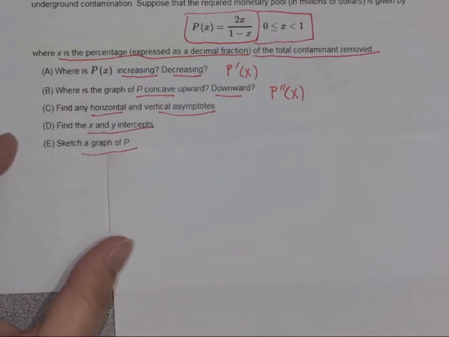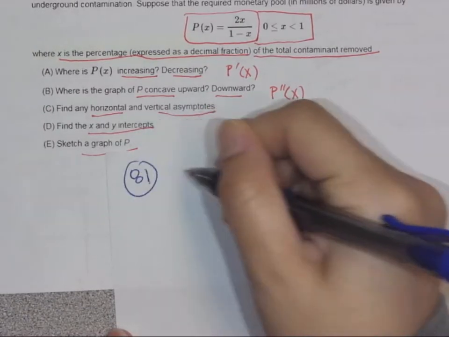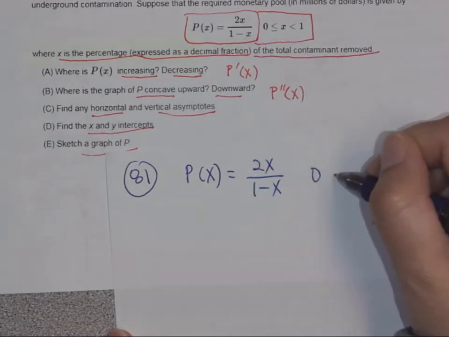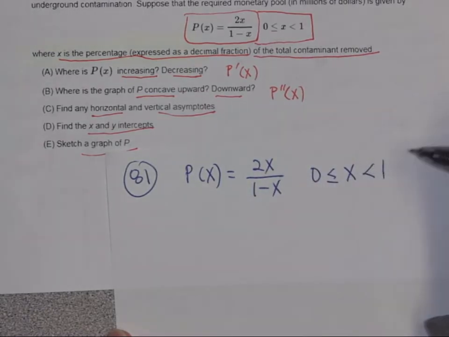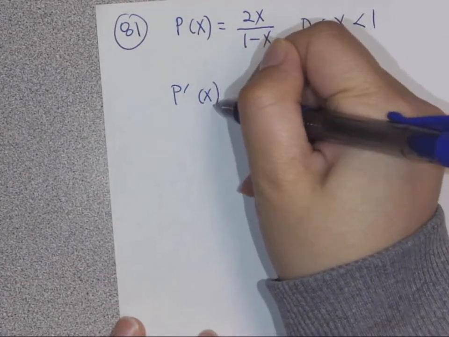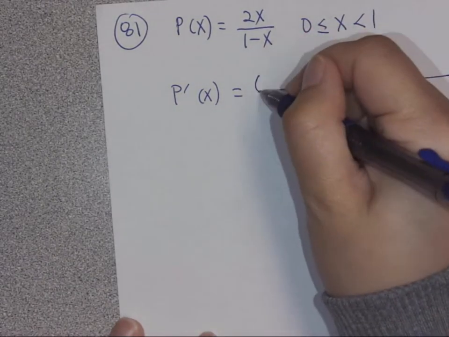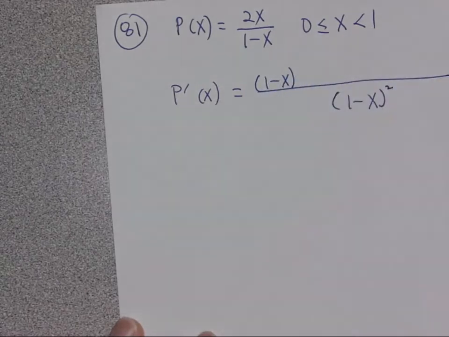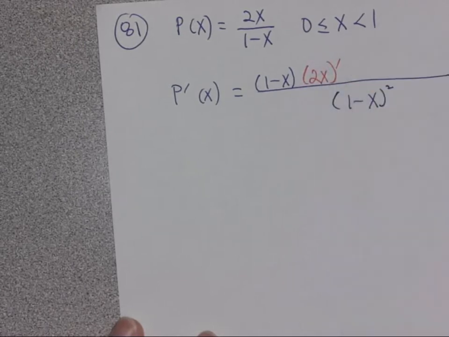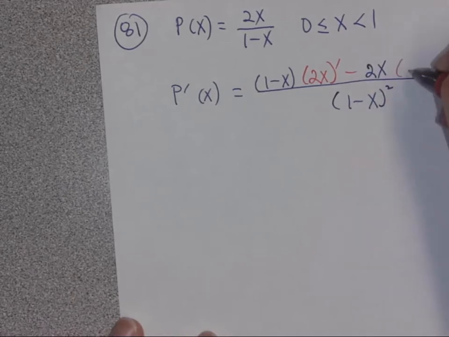But we're going to need to take some derivatives, and we need to be very careful with that. It's very easy to make a mistake. So p of x is 2x over 1 minus x. We only care about between 0 and 1. Okay, so let's find the first derivative. P prime of x, doing the quotient rule, the bottom part needs to be squared. Start with the bottom part times the derivative of the top part, subtract the top part times the derivative of the bottom part.